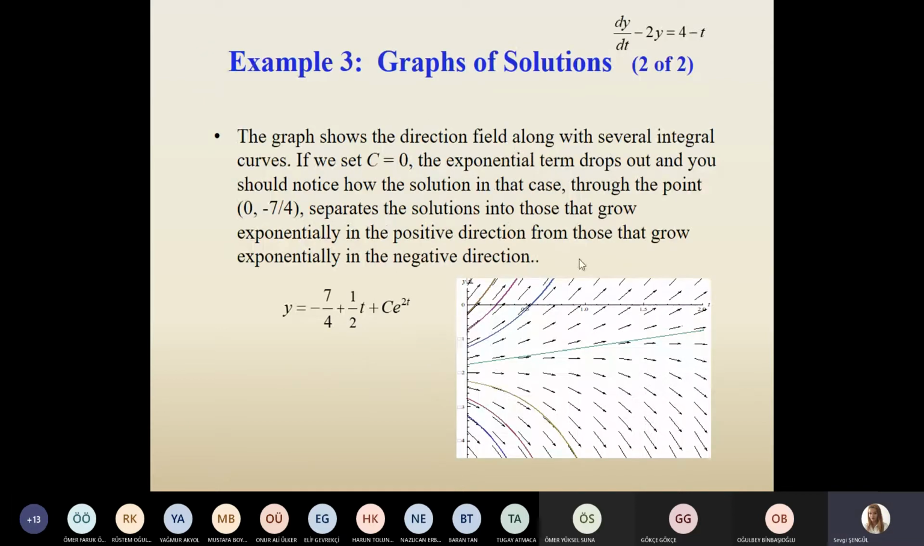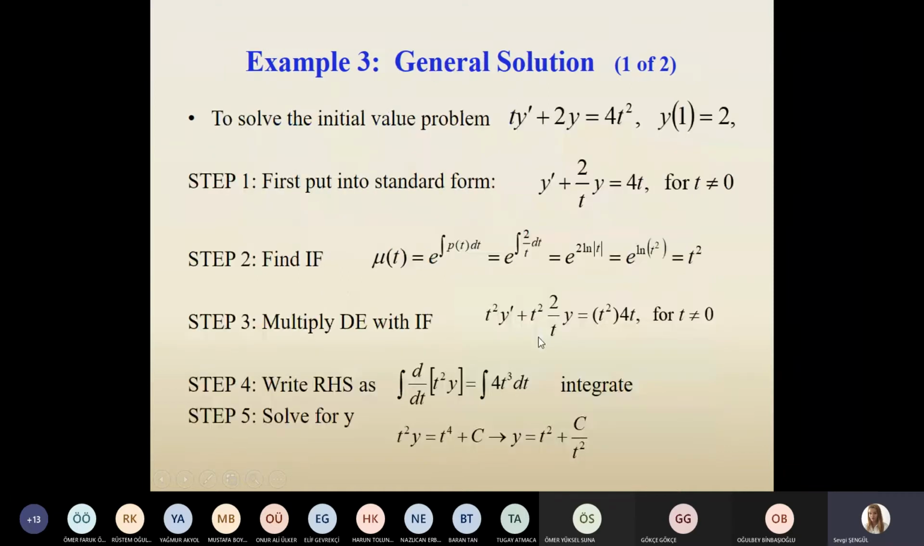And this is the solution for this differential equation. I already provided you the MATLAB files. You can just plug in there and you can see the direction field and the solutions easily. And this is just one example that we took from there.